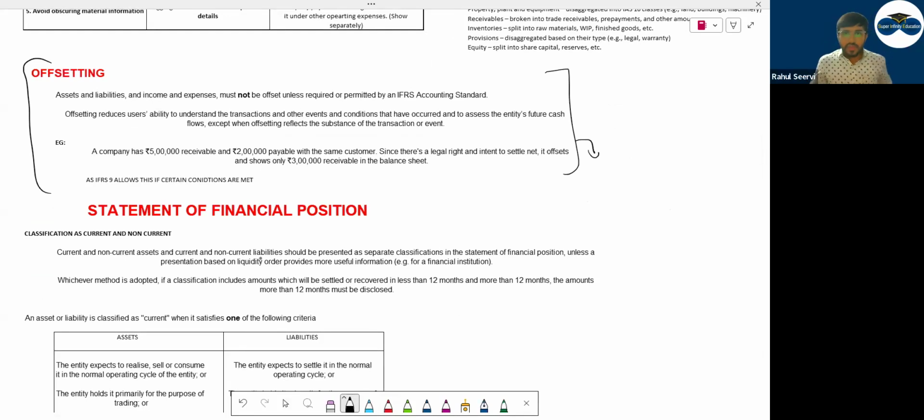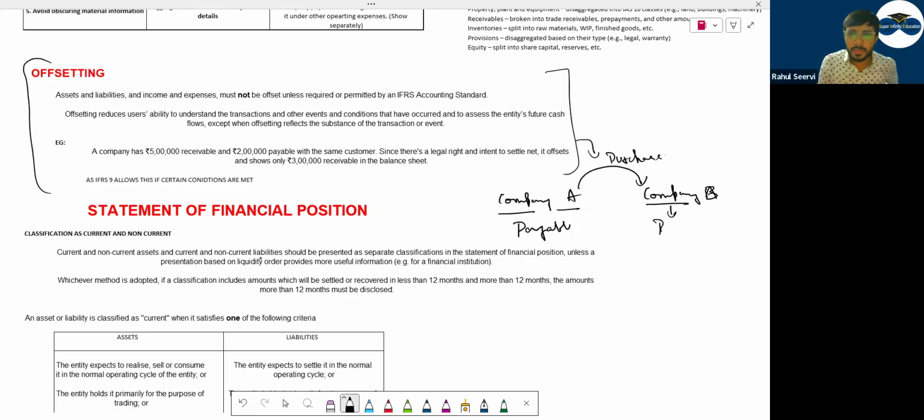Offsetting means what? Let me take an example. Company A is there, Company B is there. Company A has purchased goods on credit from Company B. Can I say in Company A's books there will be payables? They have to pay Company B. In Company B's books they will have receivables. I hope this is clear: Company A will have a payable, and Company B will have a receivable.